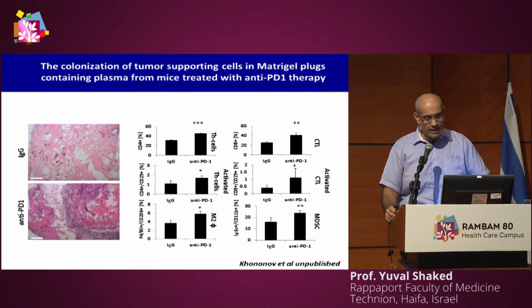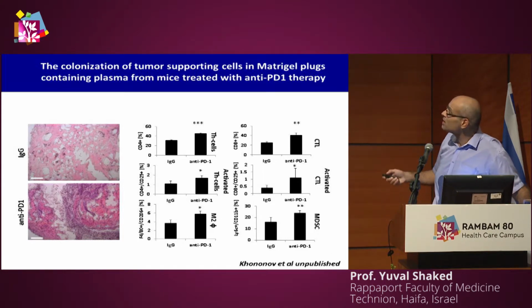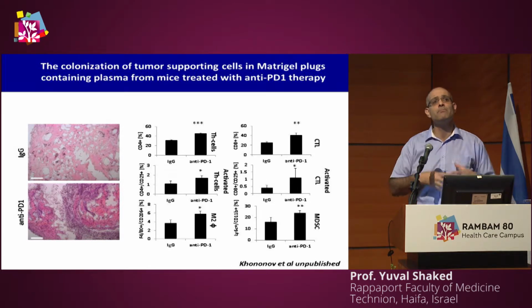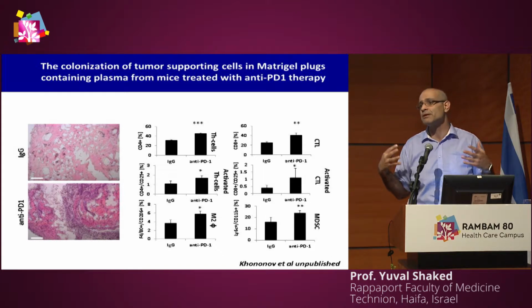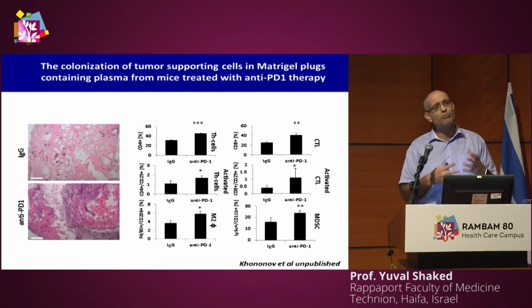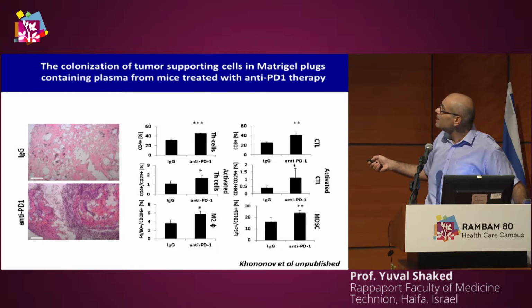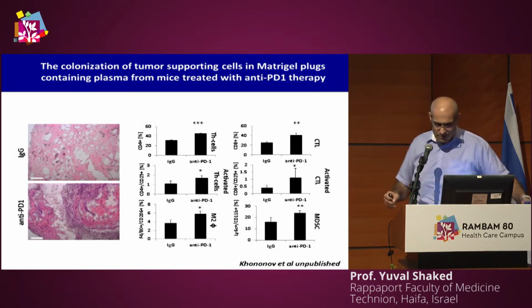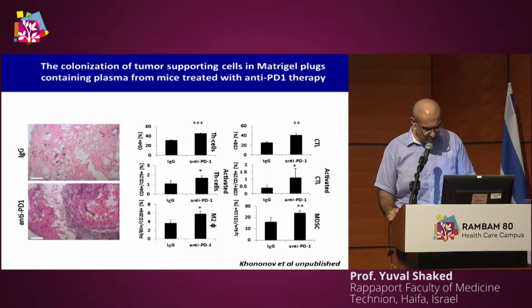Irena, a PhD student in my lab, took the plasma and injected it in a matrigel into mice and looked at what different cell types are coming to this matrigel, kind of mimicking the tumor microenvironment. What she found is that plasma from control mice didn't cause any infiltration of bone marrow cells to the matrigel plugs in the mice. But plasma from anti-PD-1 treated mice caused a massive infiltration of bone marrow cells.